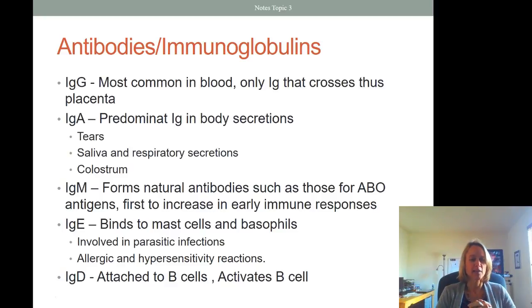IgE binds to mast cells and basophils. These are involved in parasitic infections. And as we'll see later, they are involved in allergic and hypersensitivity reactions. And not a lot is known about IgDs. Let's not worry about those.